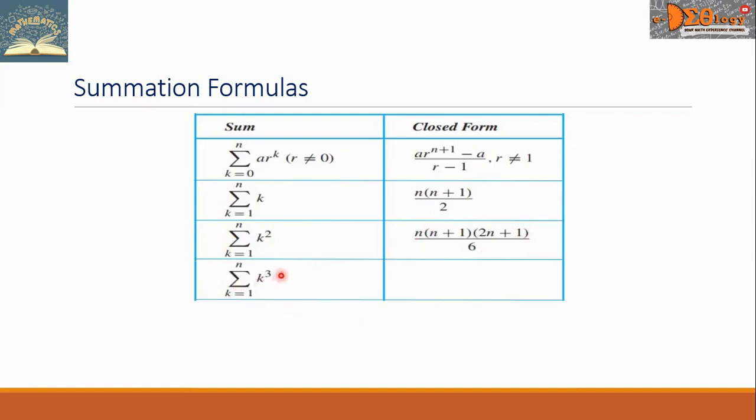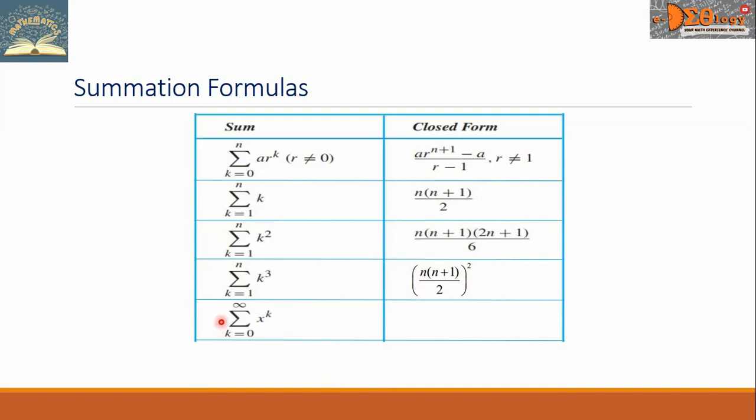Summation of K cube, where K equals 1 up to N. This is the closed form. This is similar to our formula in here, except there is power 2 in this closed form.